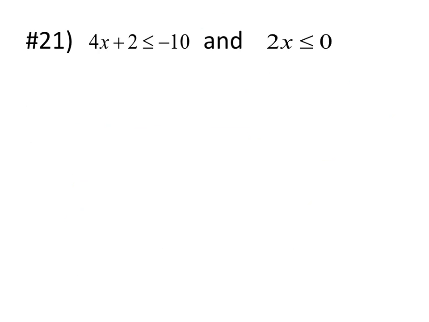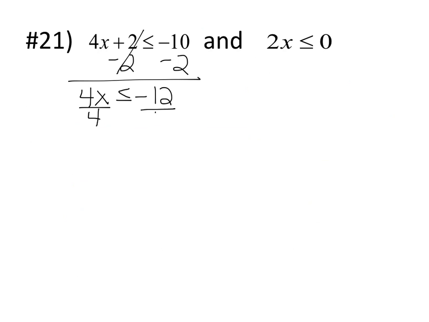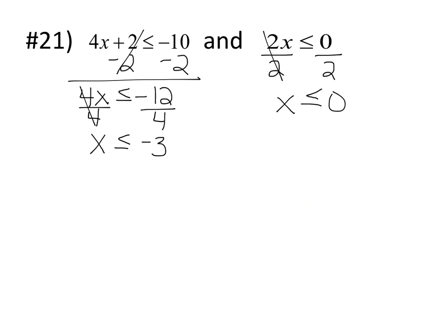Okay. I'm going to have to do a little bit of solving here. So we're going to subtract 2 from both sides, giving me 4x is less than or equal to negative 12. Divide both sides by 4. X is less than or equal to negative 3. Over here, we're just going to divide both sides by 2, giving me x is less than or equal to 0. Same thing, I'm going to do red here and blue here.